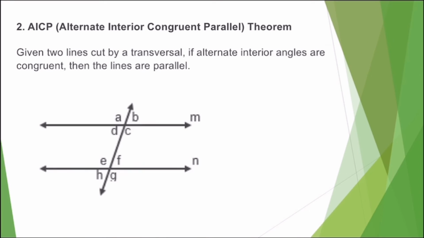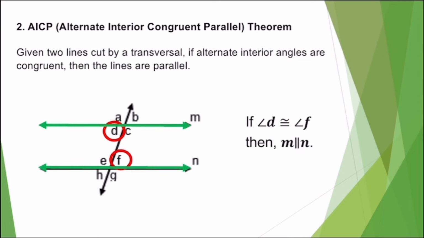Next, we have the AICP, or the alternate interior congruent parallel theorem. Given two lines cut by a transversal, if alternate interior angles are congruent, then the lines are parallel. So again, we have our illustration on the slide. And for our statement here, we have: if angle D is congruent to angle F, then M is parallel to N.